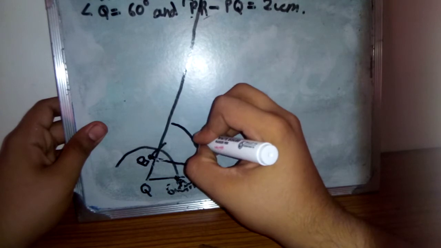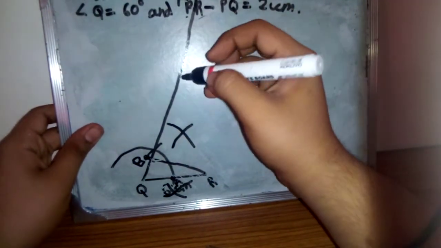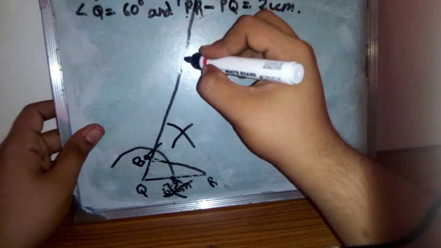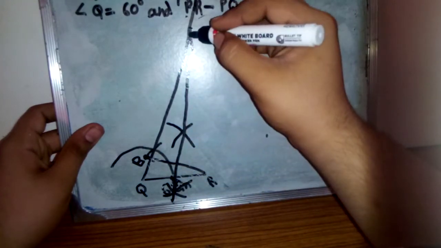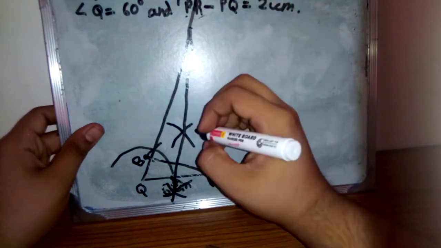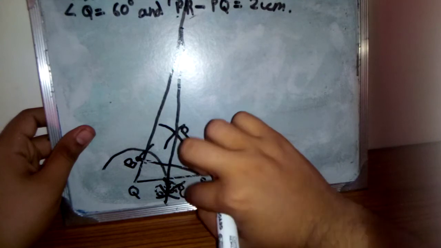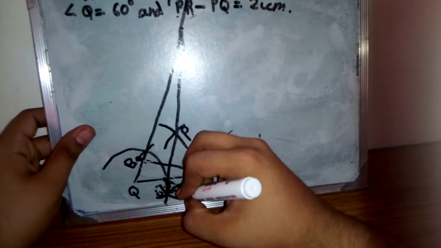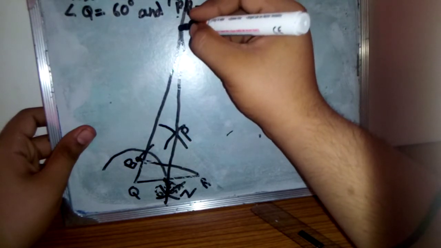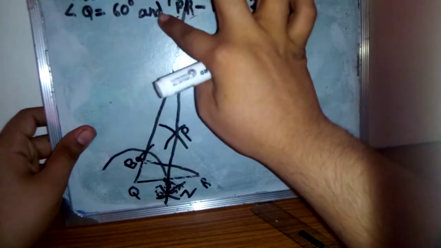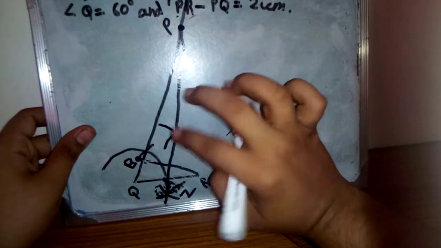Then draw a line through these arcs. You can name this point as Z, and let this point be P. This point can be Y.